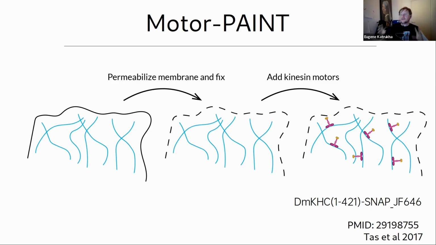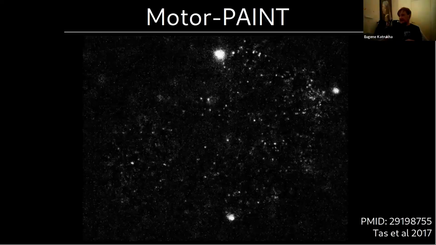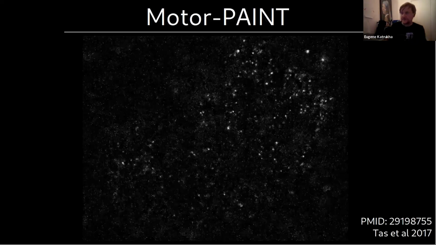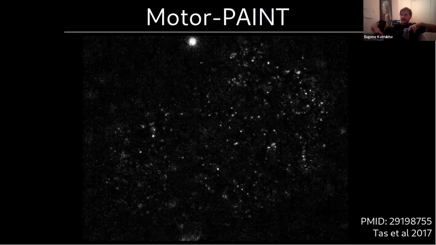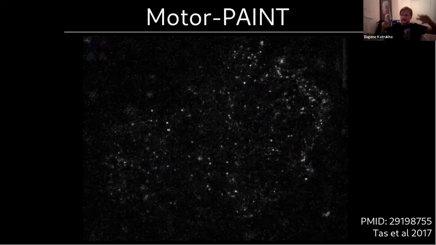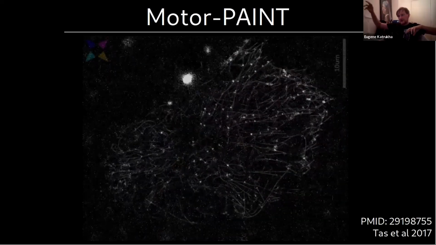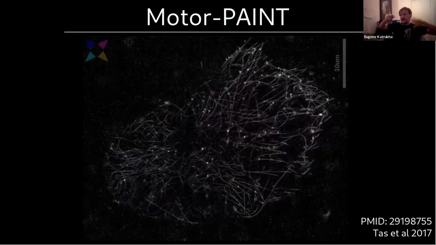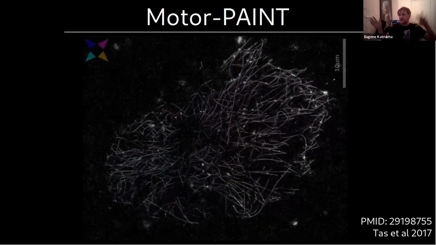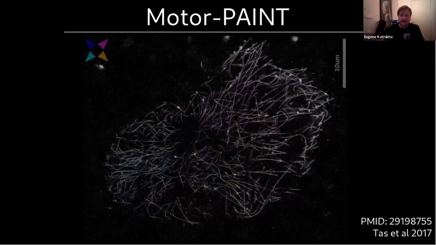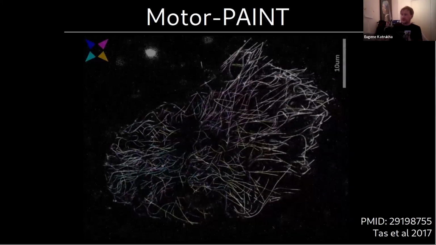And surprisingly, they still can walk along the microtubules. So if you now look at the recordings of how it looks, it looks something like this, right? As you can see, these are labeled kinesins, which diffuse in the solution, then they bind, find a microtubule, run along it, unbind, diffuse again. And since we have a lot of them, it's basically like paint, but this is motor paint.